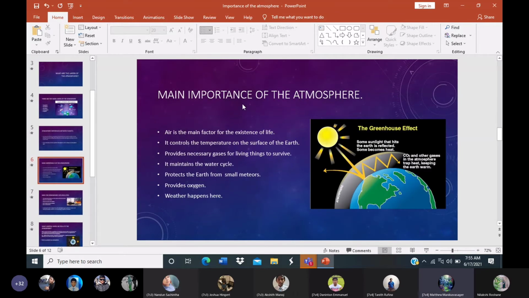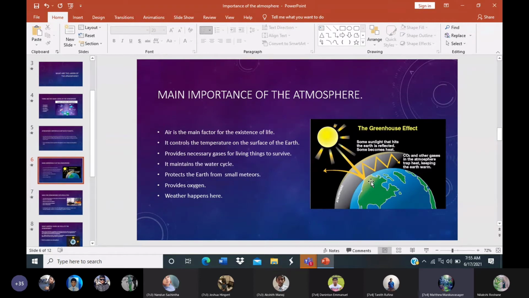Now let us go to the main importance of the atmosphere. Air is produced from the atmosphere. It controls the temperature on the surface of the earth. As you can see, harmful rays of the sun come, and the atmosphere protects the earth from harmful rays and lets in rays which are important for the earth. Provides necessary gases for living things to survive. It maintains the water cycle.